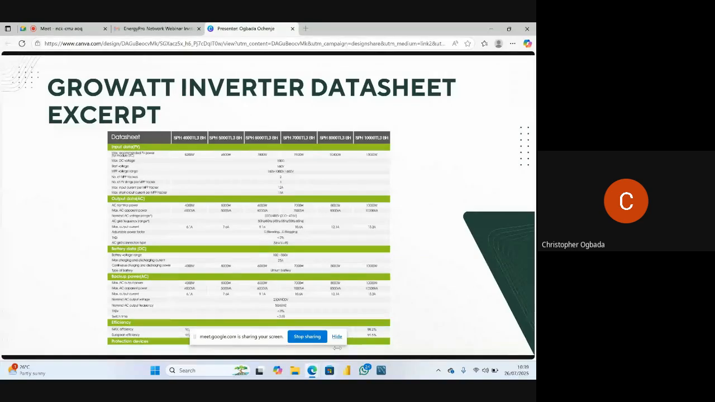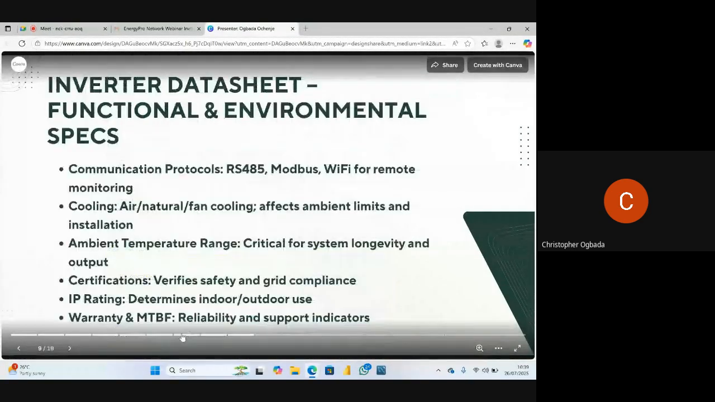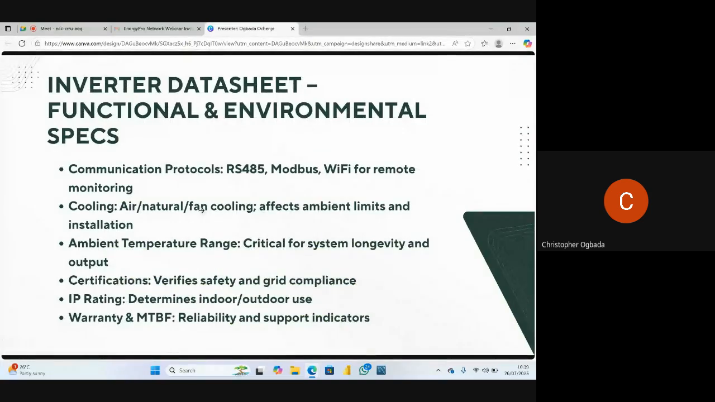Then if you look at this also, you see the maximum efficiency of the inverter. The other one is 98, while the other one is 95. So that efficiency will tell you, that is why you see that the kilowatts are the same, because the difference is just very minimal.